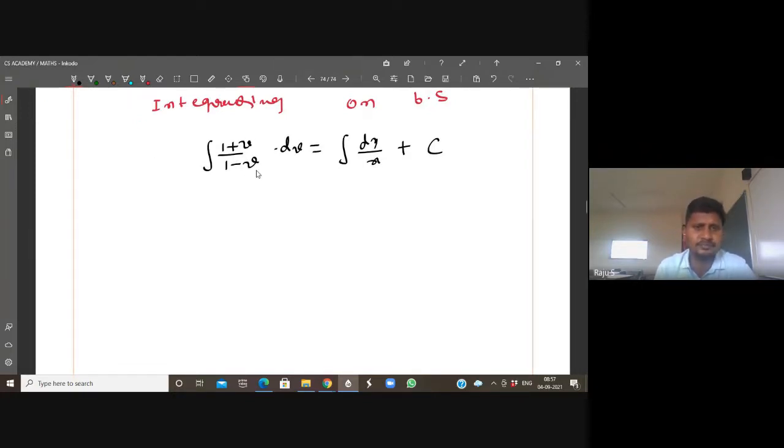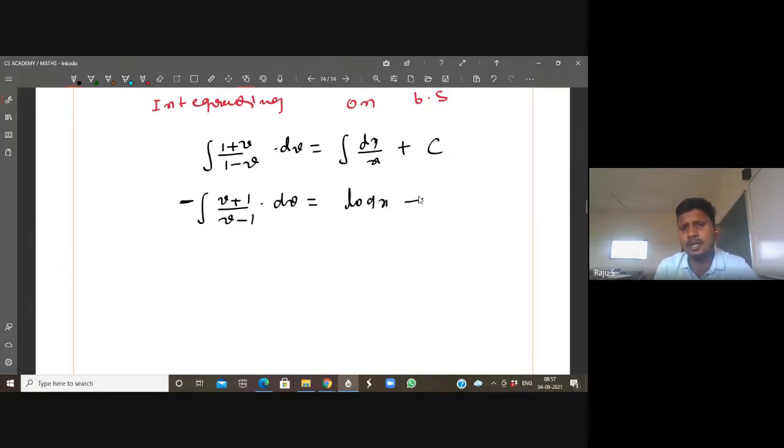Anyone? (1 plus v) by (1 minus v). Yes, students, you only tell me, (1 plus v) by (1 minus v). What shall I do here? How to find this? Shall I take minus common? Yes, when I take minus common, (v plus 1) by (v minus 1). I'm taking minus in denominator, dv.